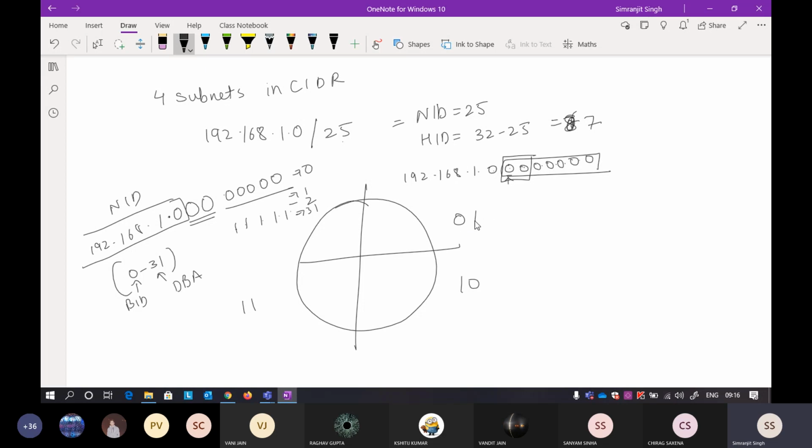In a similar way, for this one, if you find it out, I'm just writing the last octet here: 0, 0, 1. This particular bit is fixed here, I'm not doing anything about it. So 1, 2, 3, 4, 5, it is 32. You can go ahead and add 32 plus 31, and you will get 63. So the range for this particular subnet 1 will be from 32 to 63. Here this will be your block ID, and this will be your directed broadcast address.